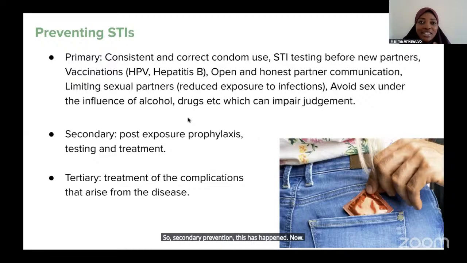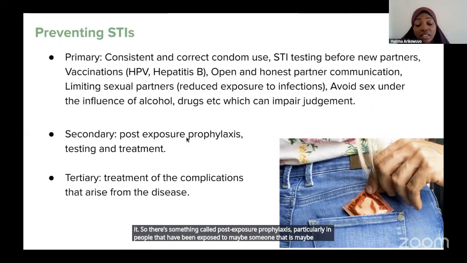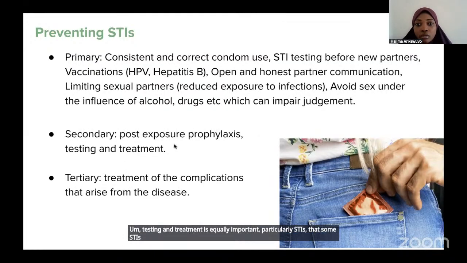So secondary prevention, this has happened. Now let's try to prevent it. So there's something called post-exposure prophylaxis, particularly in people that have been exposed to someone that is infected with HIV. Most times we always encourage that someone who has an exposure to someone who has got HIV should have post-exposure prophylaxis, and these medications are taken for about a month. Testing and treatment is equally important, particularly STIs. There are some STIs that are actually treatable, and some, like HIV, it's not like it's treatable, but you can be taking medications to reduce the viral load.